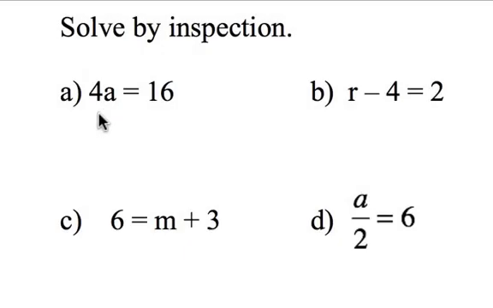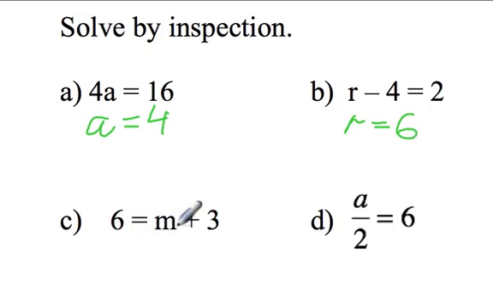Solving by inspection means finding a number that satisfies, or in other words, makes the equation true. So we want to find a number a such that 4 times a will equal 16. We can see that a would have to be 4, because 4 times 4 will equal 16. Here, r take away 4 is 2, so we want to find a number such that when we take 4 away from it, 2 will be left. So r equals 6, because 6 take away 4 equals 2.